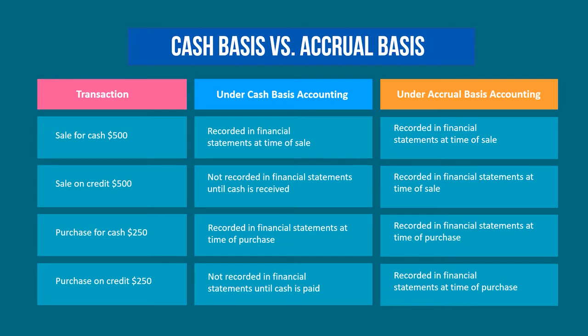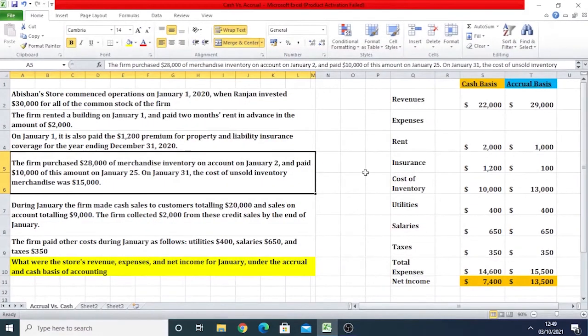The fact the business will pay later is viewed as a separate issue under accrual accounting. Let's look at an example of how cash and accrual accounting affect the bottom line differently. And this example will illustrate why accrual basis accounting might be preferred to cash basis accounting.